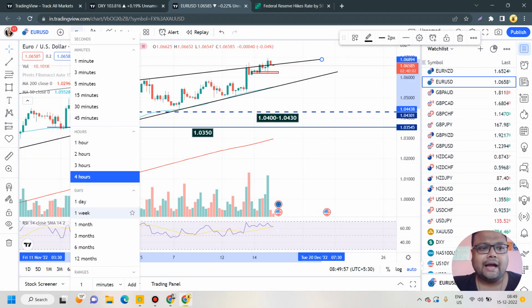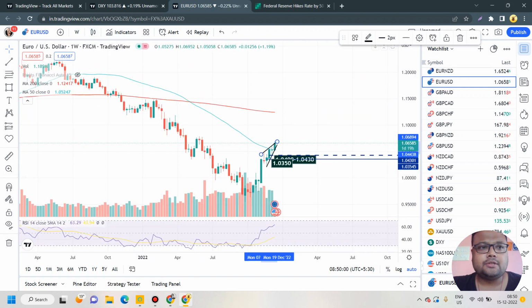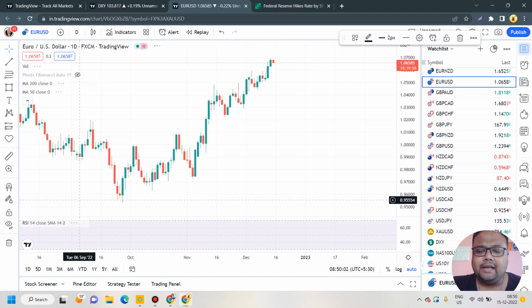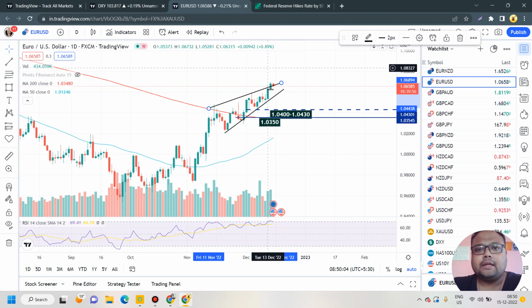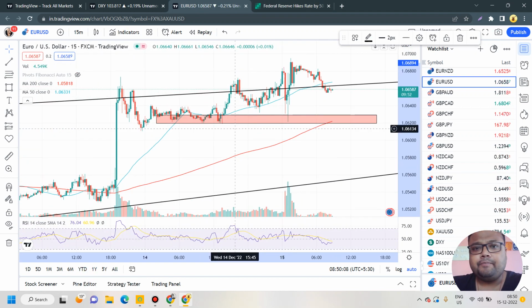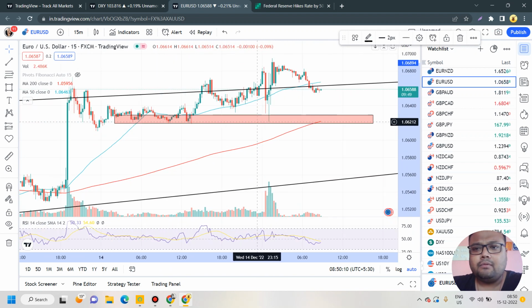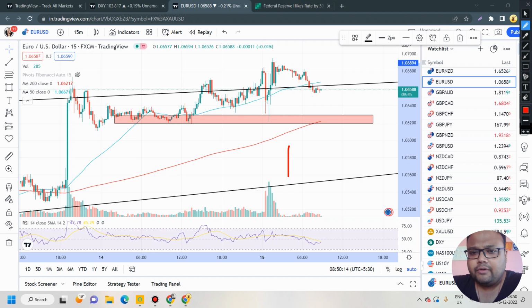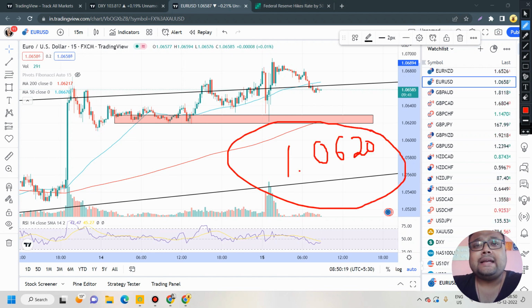And if we move to the higher time frame, let's say the 1 week time frame, then also nothing. If we move to the daily time frame, then also we do not get a clear picture. But if we move to the 15 minutes time frame, there is a small possibility that during the day 1.0620 may act as a minor support for the market.